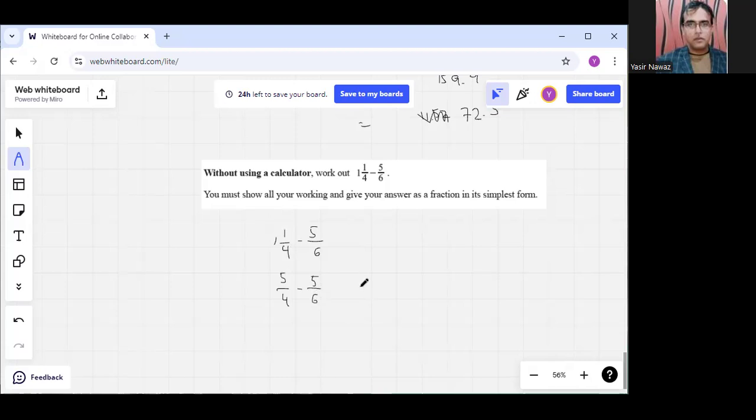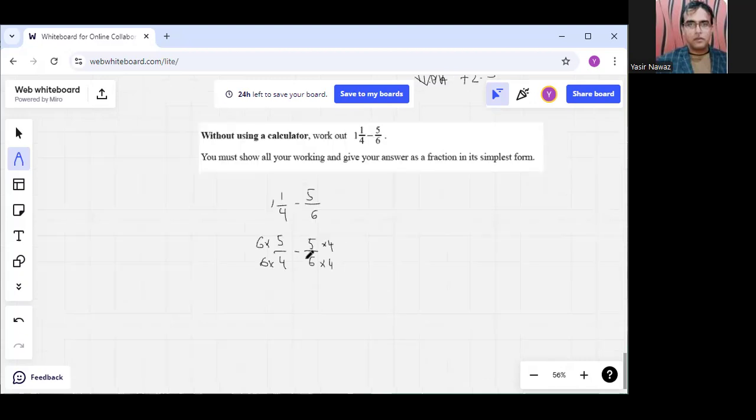To add and subtract fractions, the denominators must be the same. How to make the denominator the same? One way is to multiply each denominator with the other one. So I multiply 6 with this fraction's numerator and denominator, and the other denominator was 4, so I multiply 5 with 4 and 6 with 4. That's one way to subtract the fractions.